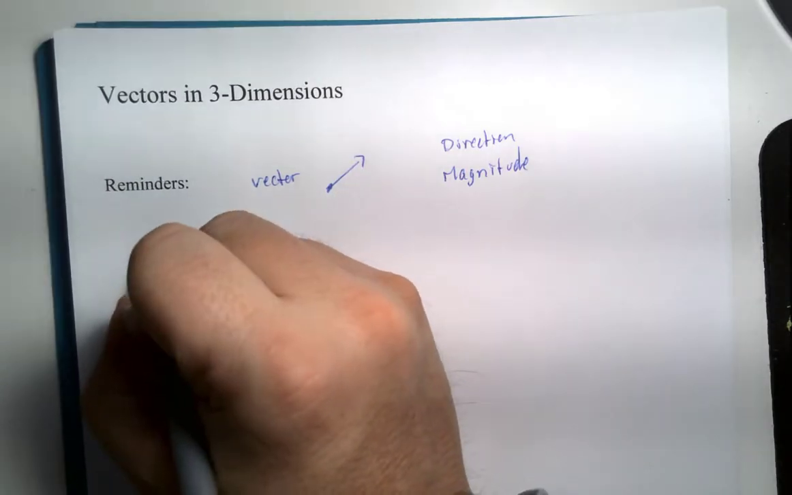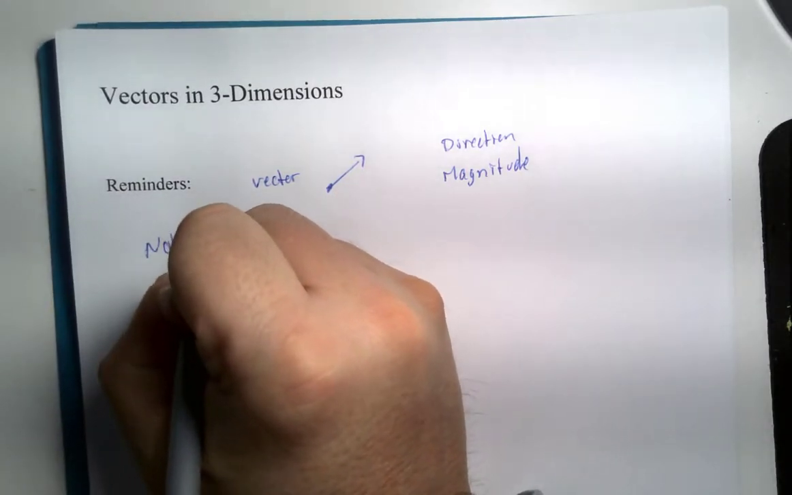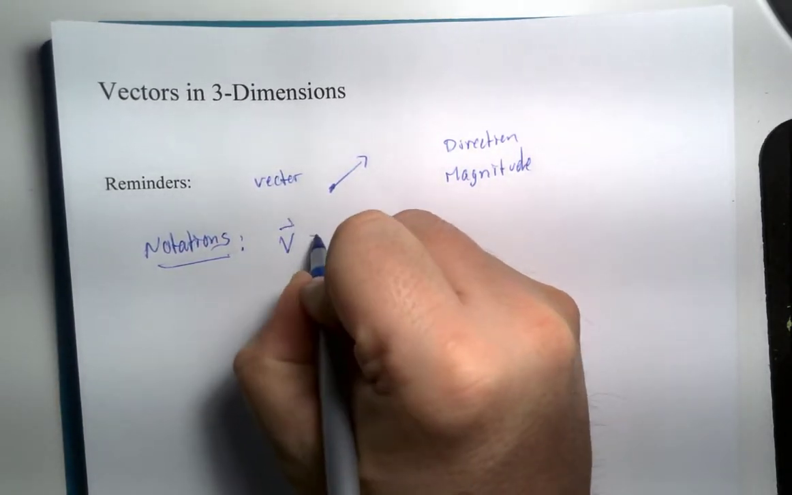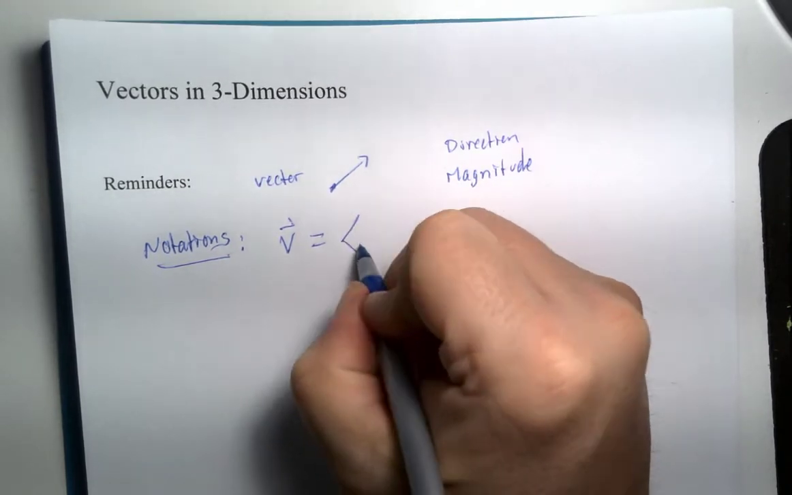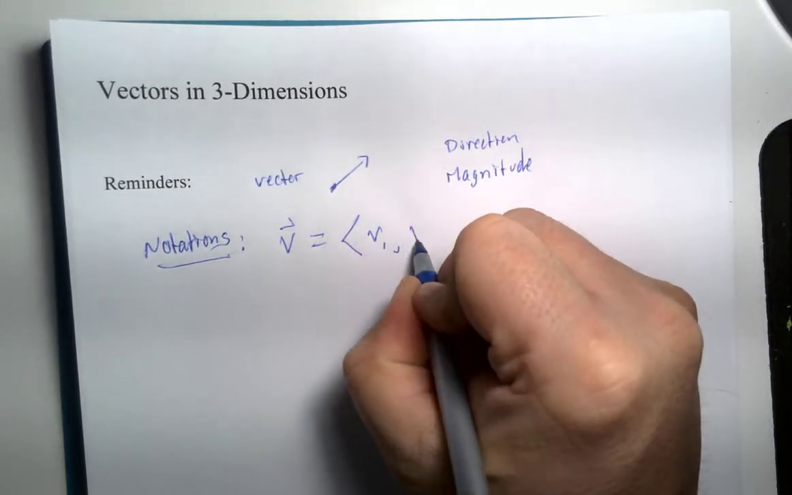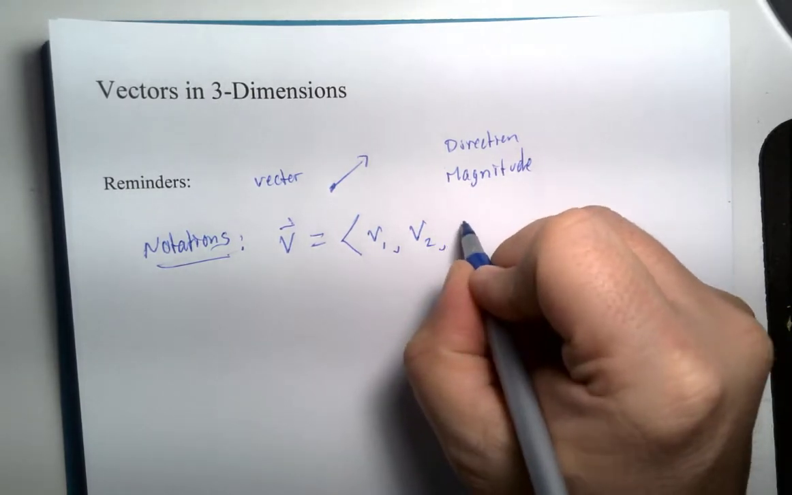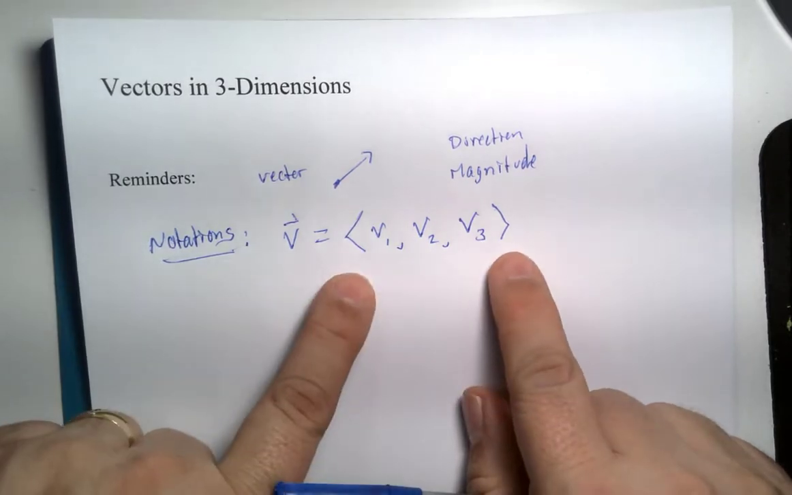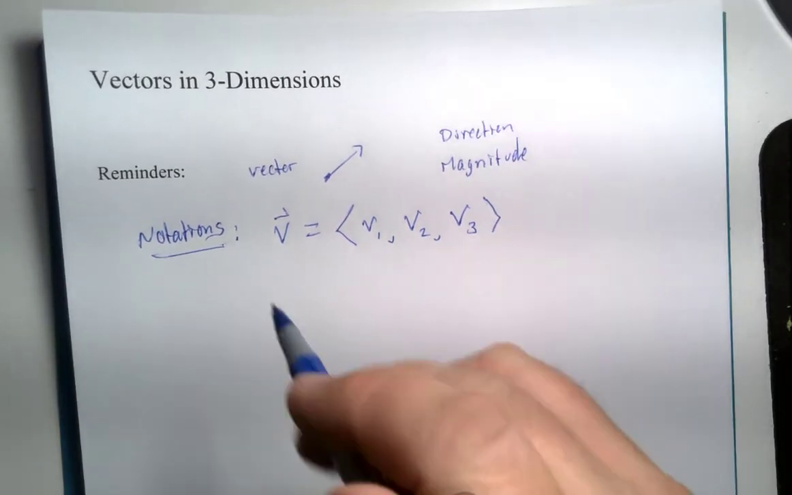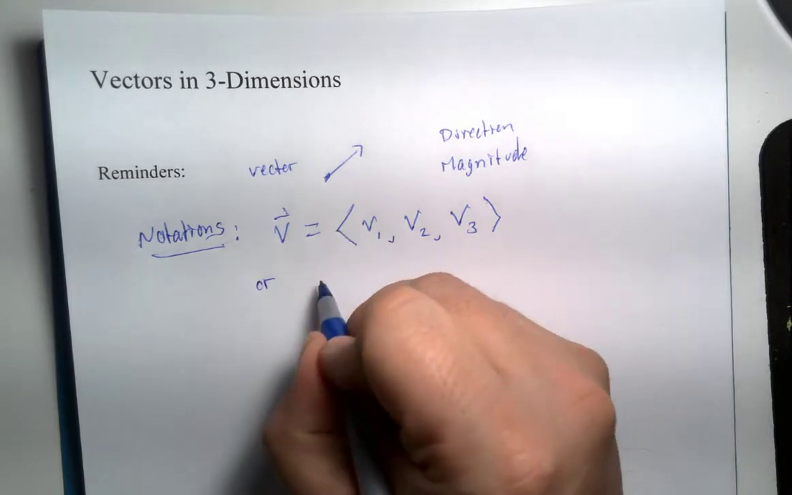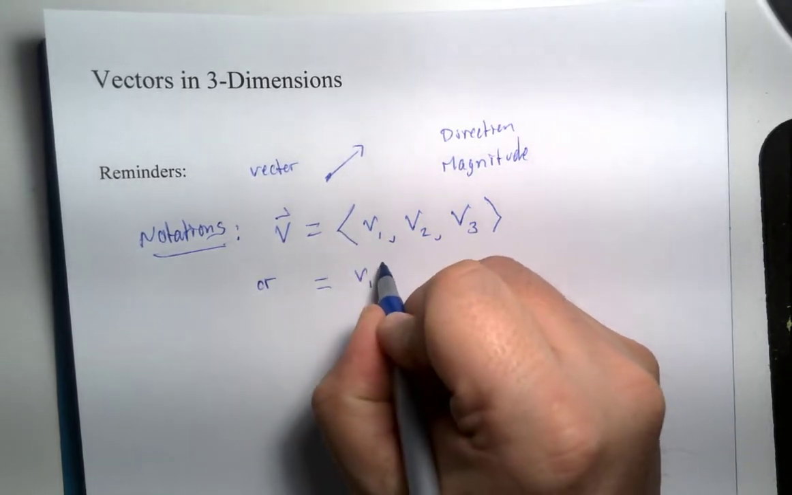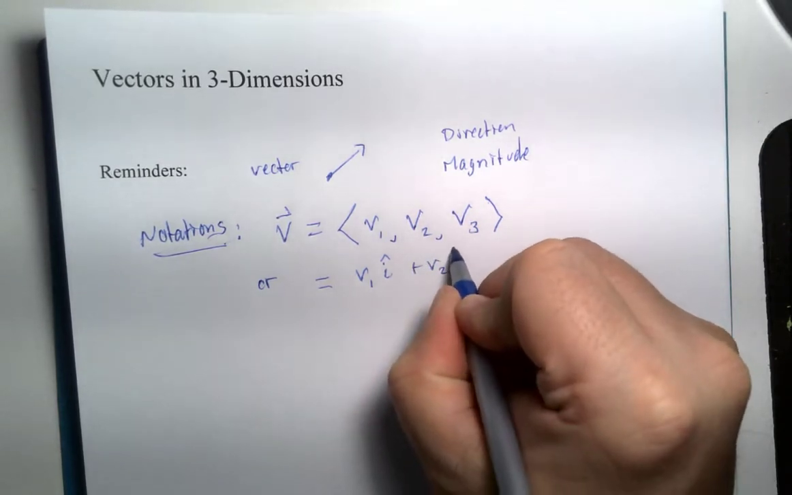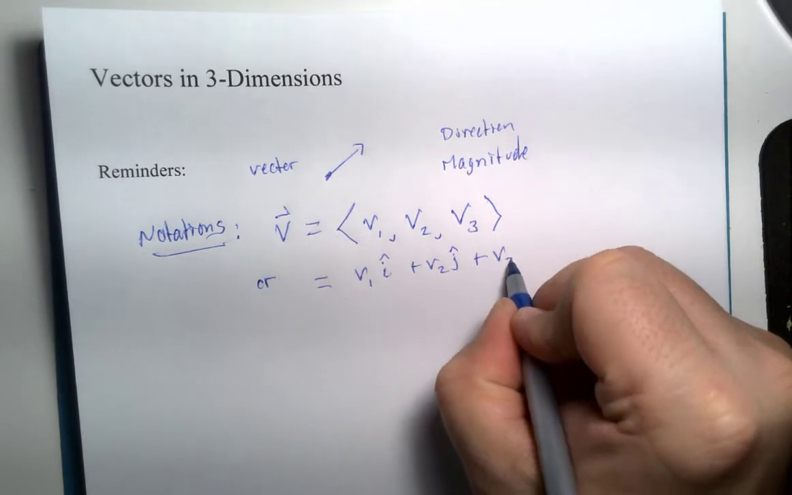So for notations, we can have vector v, and in the component form you would just identify the x and the y and the z components. They're not coordinates. This is vector notation here. Or you could write it in terms of the more common in physics notation, v1i plus v2j, and we'll add a k component for the 3rd dimension.